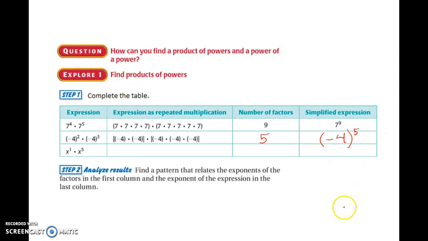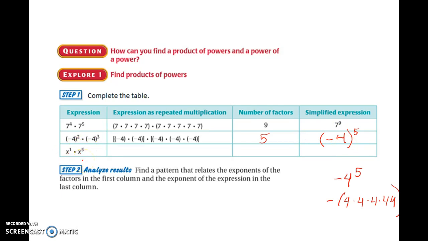If I wrote it like this, negative 4 to the 5th power, and I thought that was negative 4 to the 5th power, this is actually the opposite of 4 to the 5th power, which looks like that. It's a little bit different. Sometimes you get the same answer and sometimes you get different answers. So if you have a negative number and you're taking that to a power, you need to put it in parentheses. The next thing we have here is with variables.